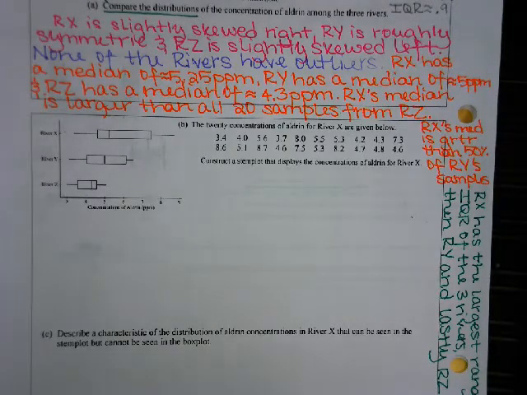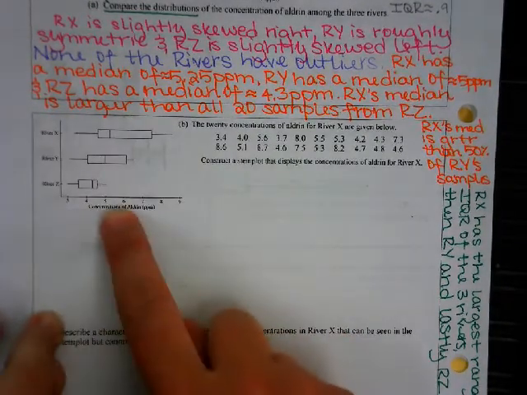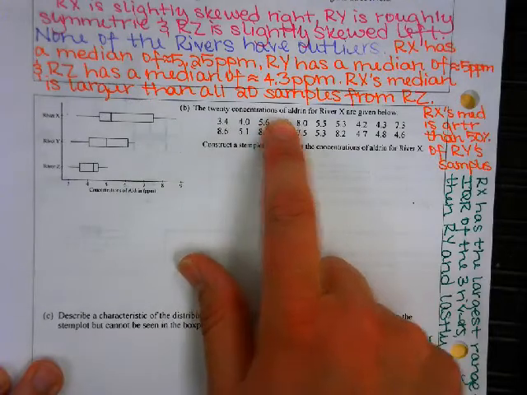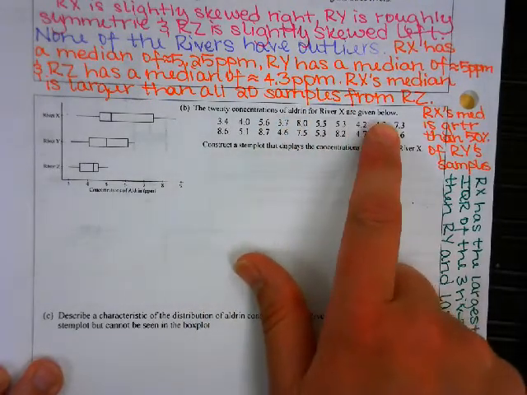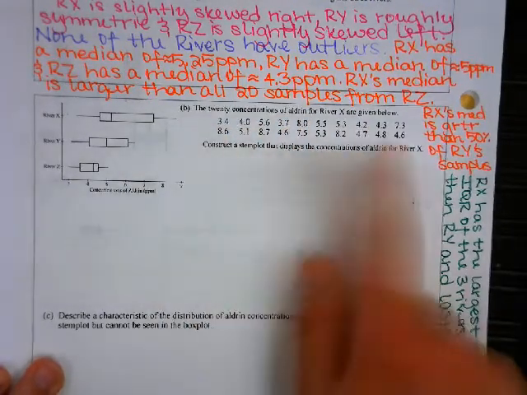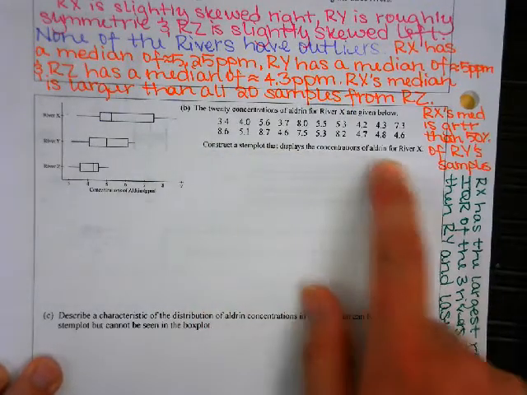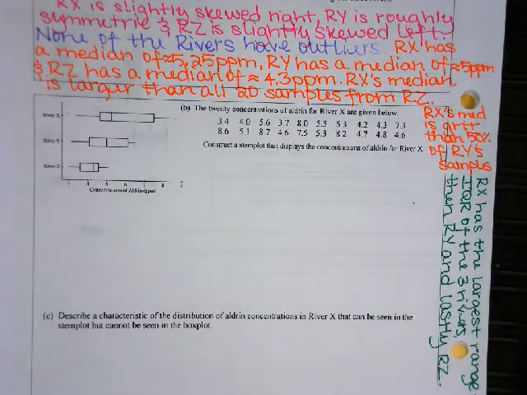All right, so part B, by the way, I just copied the box plot down here for you again. Part B says the 20 concentrations of aldrin for river X are given below. We're going to construct a stem plot that displays the concentrations of aldrin for river X. So part B, in my opinion, is not too bad. Just make a stem plot, right?